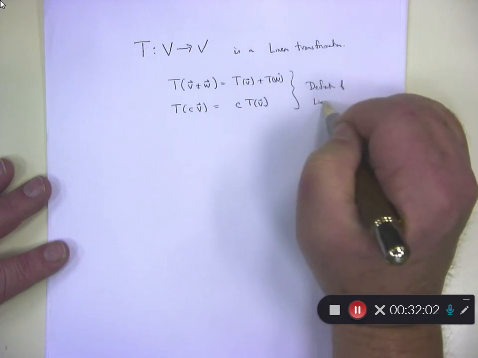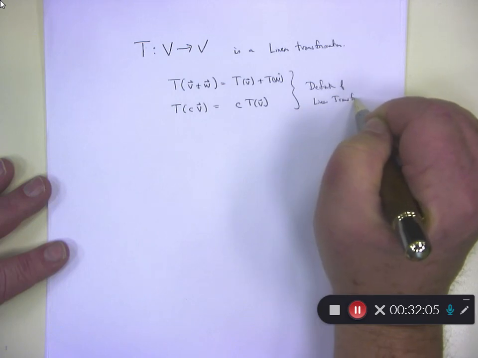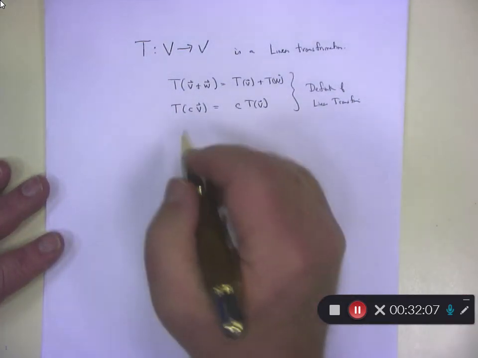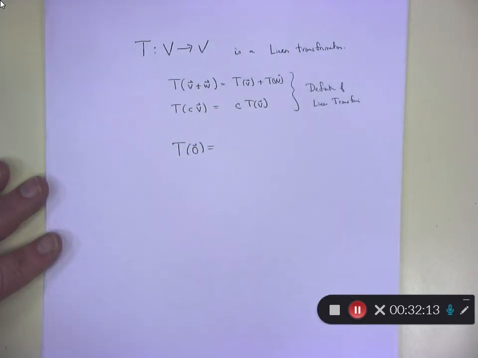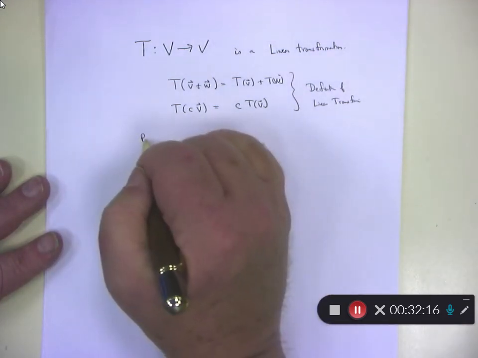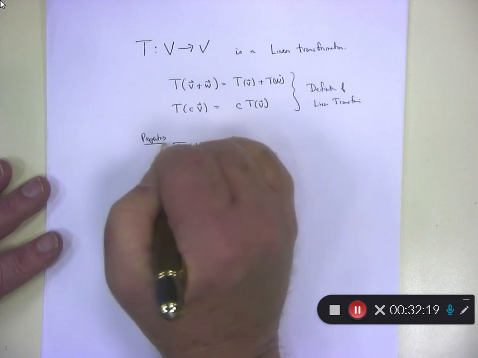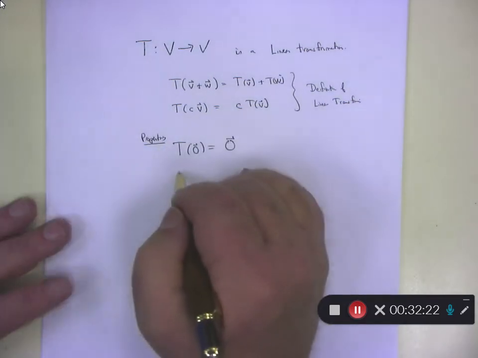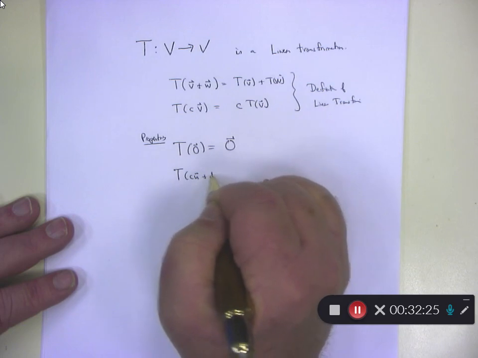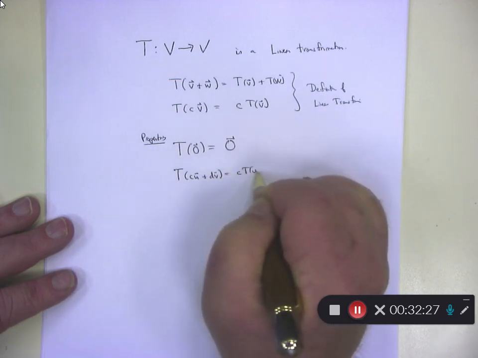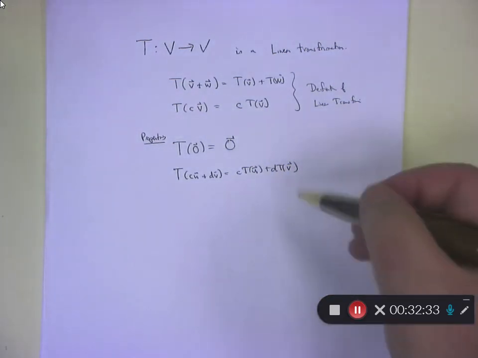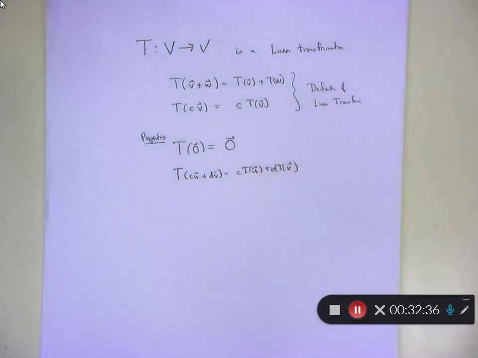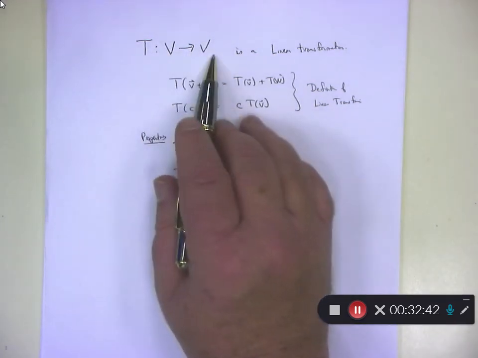We also had some properties. Here's one: what would T of 0 have to be equal to? 0. That's part of our properties of a linear transformation. And of course, the other property was that T of cU plus dV equals cT of U plus dT of V. These definitions made it a linear transformation. We went from a linear transformation from V to W, that was fine.